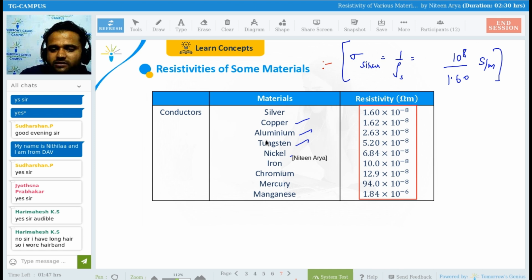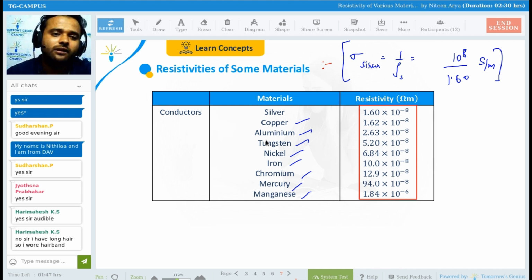In the same way aluminium, tungsten, nickel, iron, chromium, mercury, manganese. These are the orders of resistivity. From the order of resistivity, you can tell the order of conductivity just by reversing it. Clear? So if conductivity is given, you can tell about the resistivity, and if resistivity is given, you can tell the actual value of conductivity. Everyone clear? Okay.